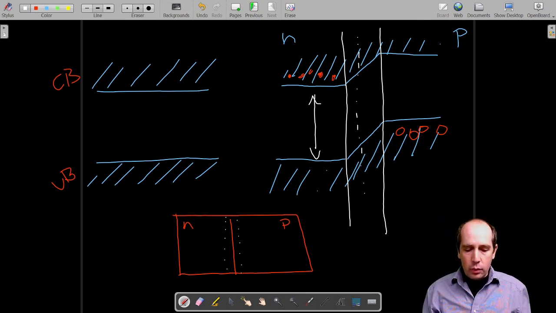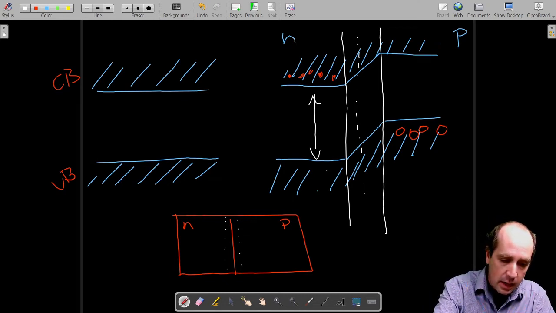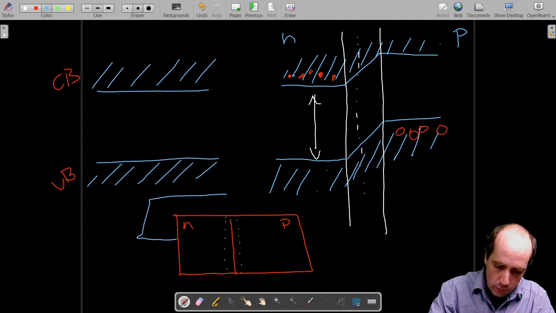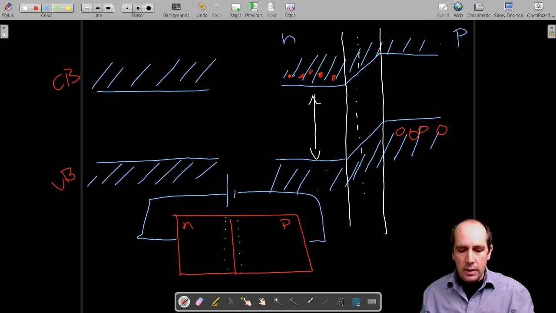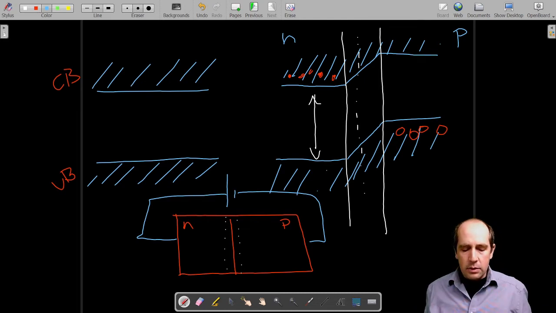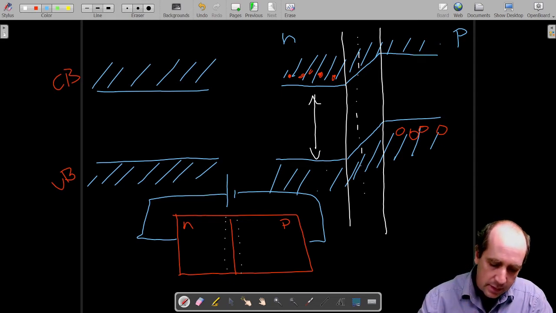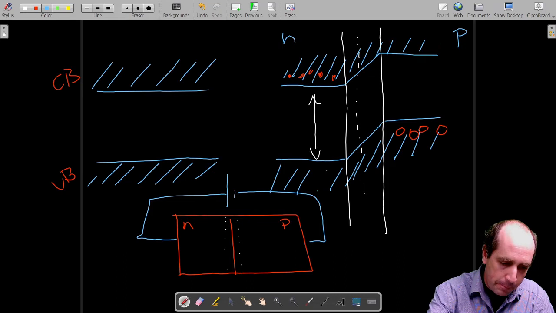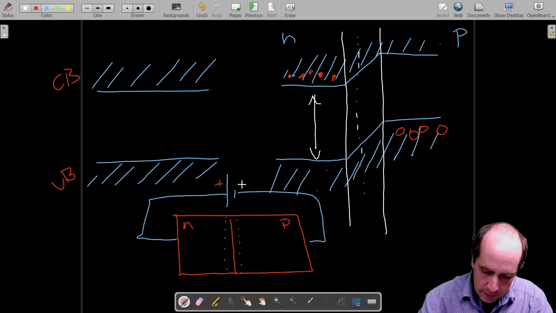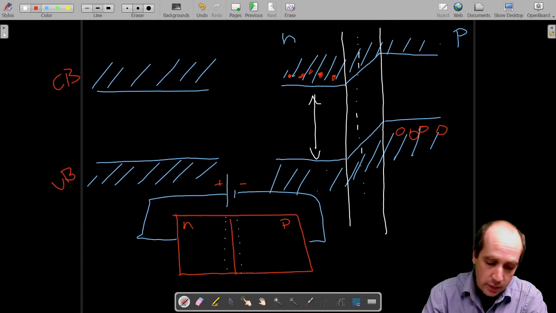And what will occur now if we apply an external bias? If we connect this thing here to a battery, how will it behave? Let's say the battery is connected as I show it there. Let's say this is the positive pole of the battery and this is the negative pole, and the positive pole of the battery will try to attract electrons, the excess of electrons.